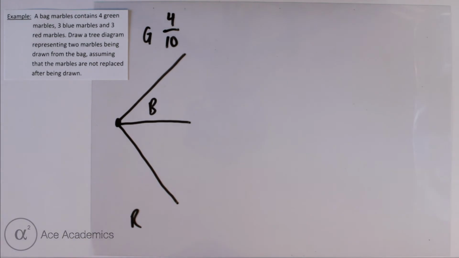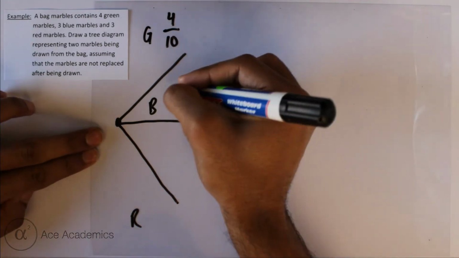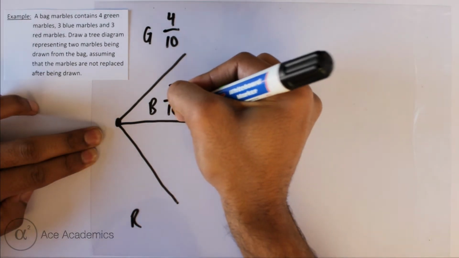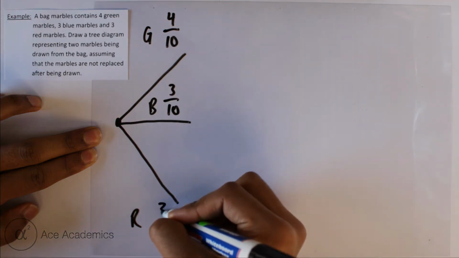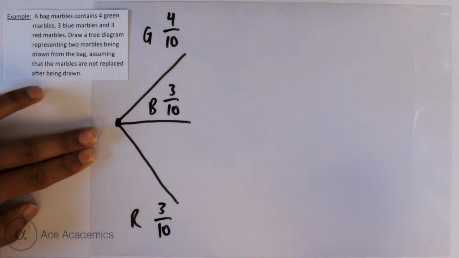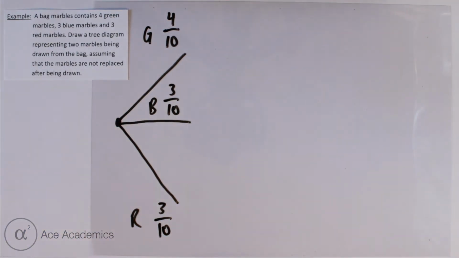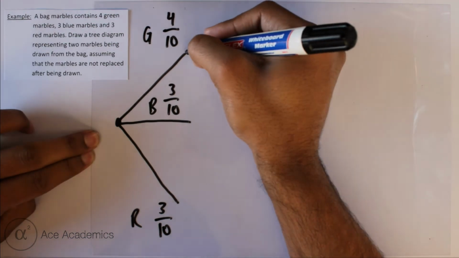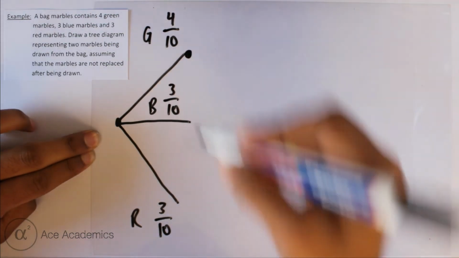The probability of drawing a blue is simply 3 over 10. And the probability of drawing a red is also 3 over 10, because both of them have 3 marbles out of a total of 10 marbles. Now this is where it gets interesting. Let's look at the second draw.